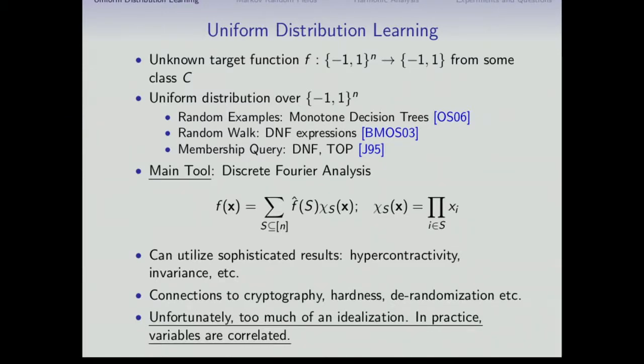The random walk model is a richer one where instead of just getting IID random examples, the learning algorithm gets examples from a random walk on the Boolean cube. And under that model, it's Bshouty, Mossel, O'Donnell, and Servedio who showed that you can learn DNF expressions. In the membership query model, where the learning algorithm can actually ask for a query of each point what the function value is, Jackson showed that you can learn DNFs and also a slightly richer class, thresholds of parities.